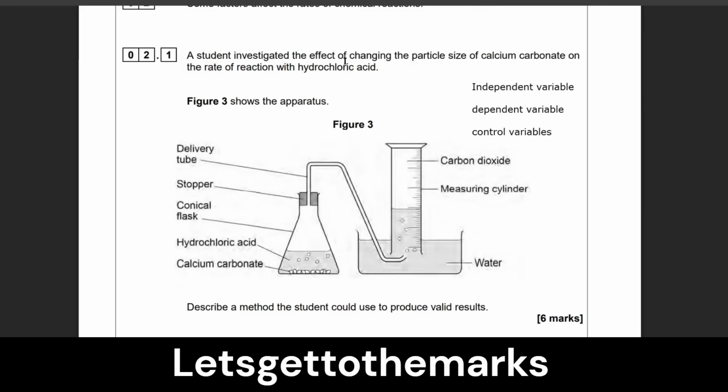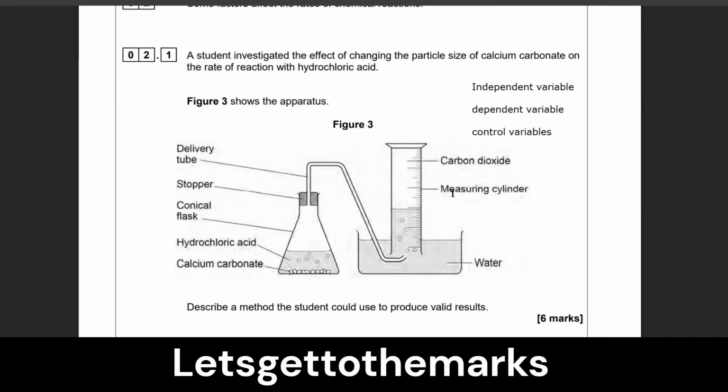So obviously what they're doing here is investigating the effect of changing the particle size. So that is our independent variable. Why is it independent? The experiment doesn't change the particle size. The scientists do. It's independent of the experiment. It's down to the scientists or the people doing it. They are changing the particle size on the rate of reaction of hydrochloric acid.